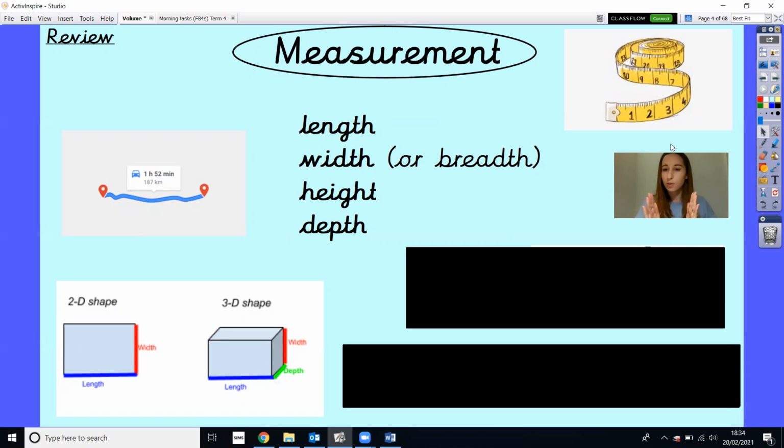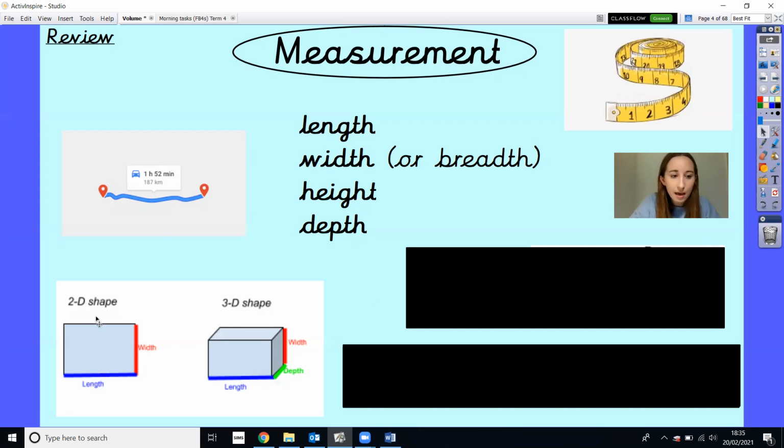You might be talking about quite a long distance, like the journey from one place to another by car, or you might be talking about quite a short distance, so measuring something in centimeters. You might be talking about shapes, so the length or the distance around the outside of those shapes, or you might be measuring one single line.